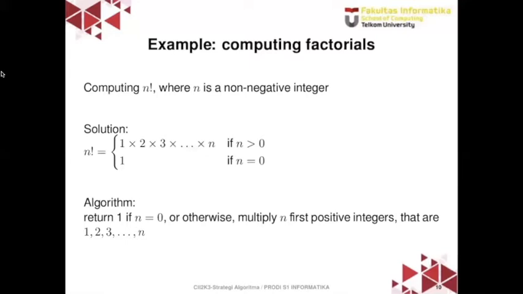The next example is to compute factorials. If we want to compute n factorial, where n is a non-negative integer, in mathematics we can use this relation: if n equals 0, then n factorial is 1. Otherwise, if n is larger than 0, n factorial is 1 multiplied by 2 and so on until n. So the algorithm will be: we return 1 if n equals 0, or otherwise we just multiply the first n positive integers, that are 1 to n.